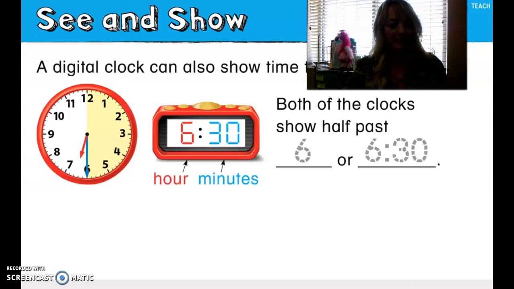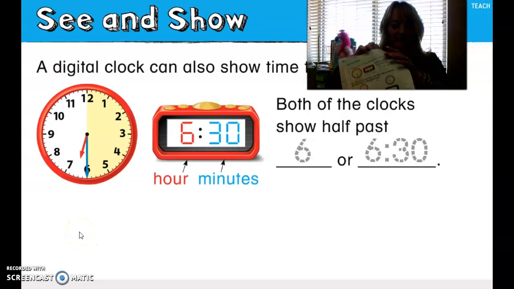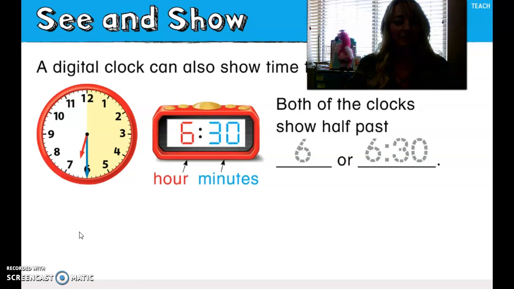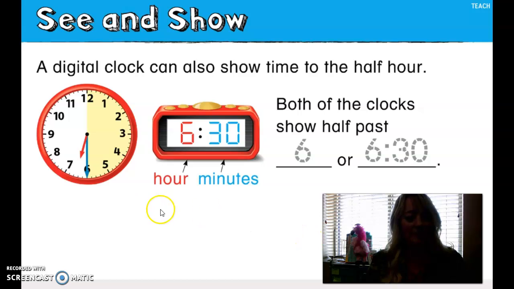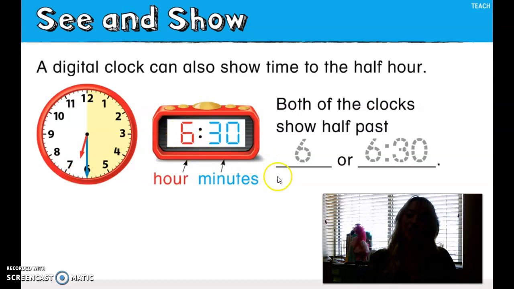Okay, 4:30. A digital clock, we're on the middle page now on the See and Show. A digital clock can show the time to the half hour. Both of the clocks show 6:30. So 6:30 with the hour hand, straight down with the minute hand. On the digital clock, much easier to read, 6:30, but you must be able to read both clocks. And then both of the clocks show 6:30, so go ahead and trace out those numbers.